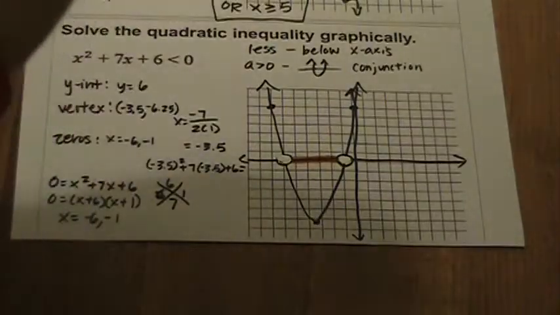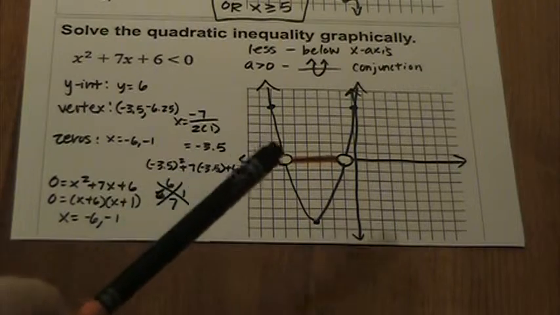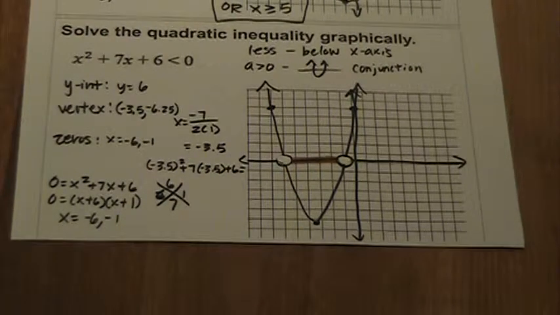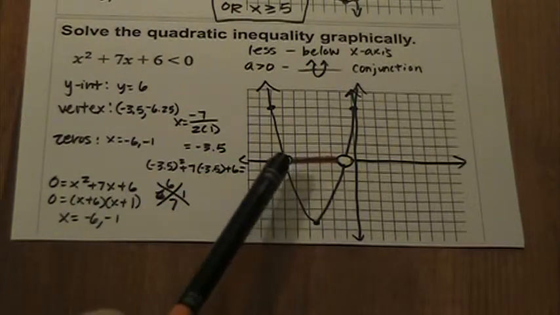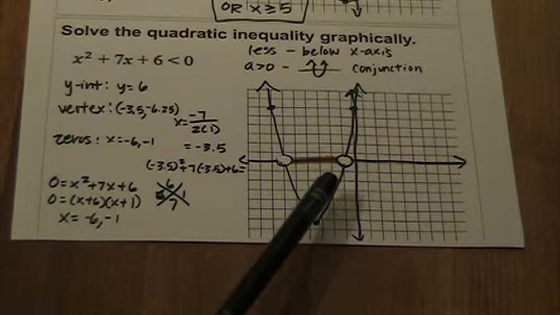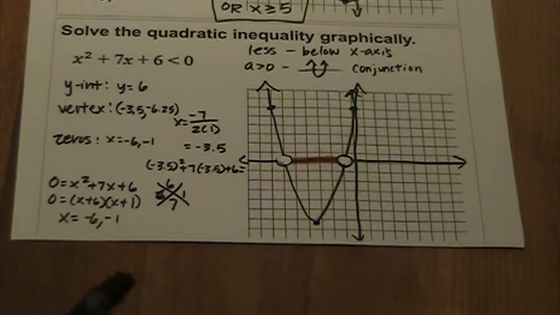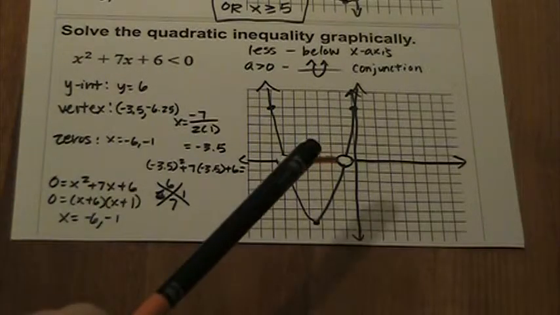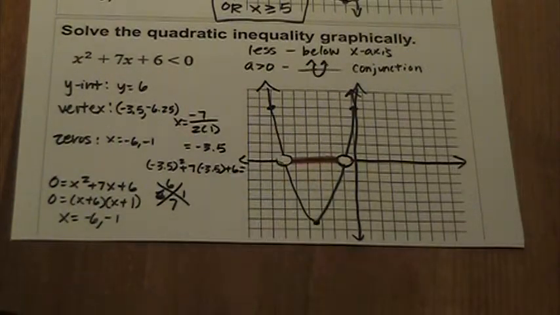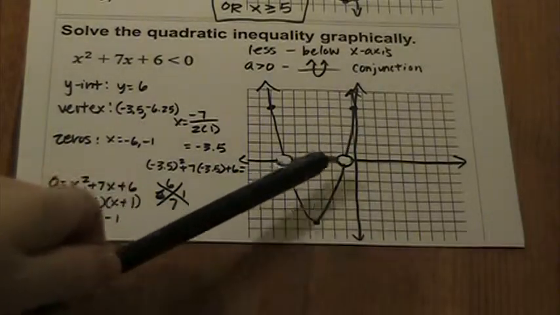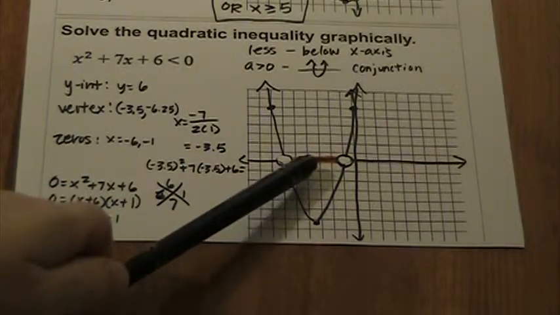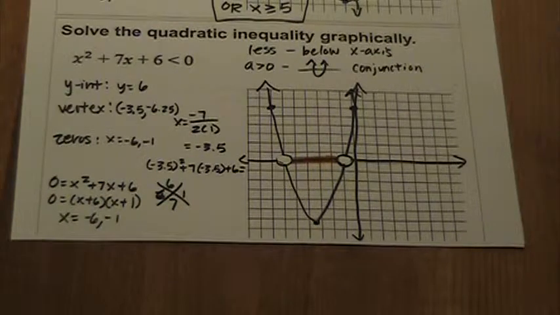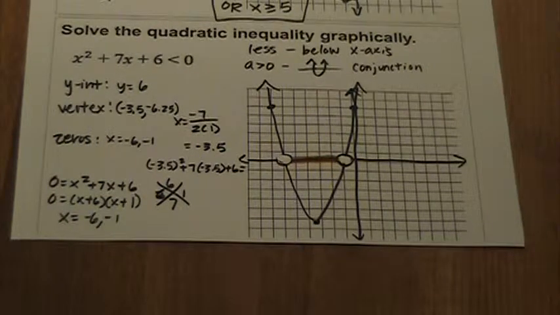So graphically, I've just put my conjunction on the number line with two open circles to show that any x value between these two intercepts, between -6 and -1, if I plug it in, I'll get a true statement. However, if I plug in -1 or -6, I will not get a true statement. So that's how those bars there on the x-axis represent your solution set.